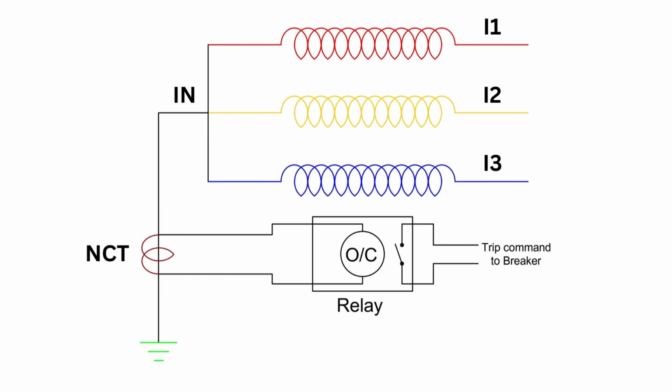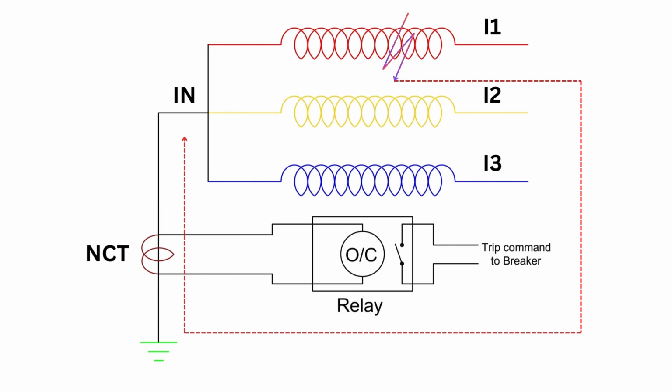Now, what happens if a fault occurs? During abnormal conditions, for example, if there is a fault in the R phase, the fault current will also flow through the neutral. The current transformer reads this fault current, and if it exceeds the preset value, the relay operates, sending a trip command to the circuit breaker to isolate the faulty equipment from the rest of the system.